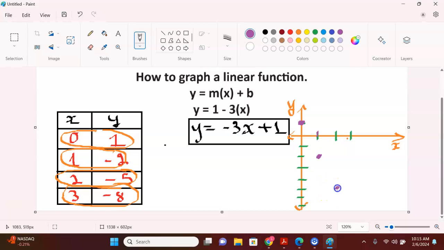If you want, you can always plot the third point. It's going to be 3, negative 8. So it's like somewhere down here, right down here. But anyways, I got all 3 points already.